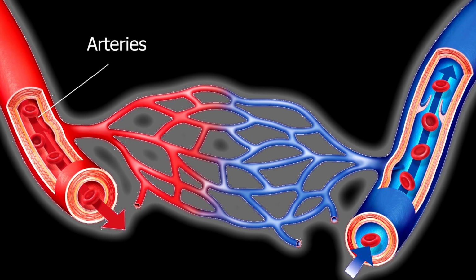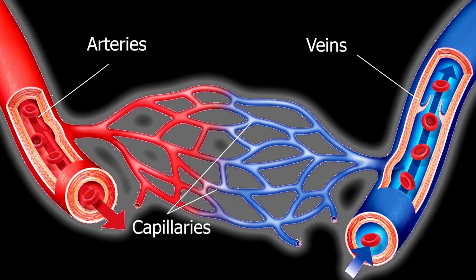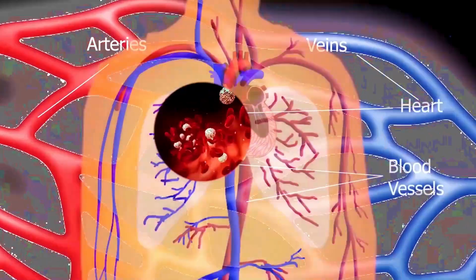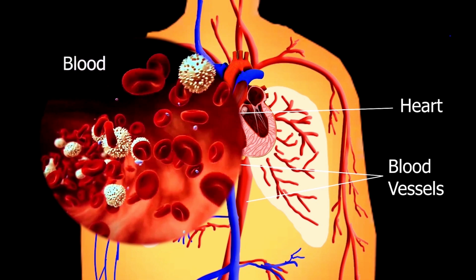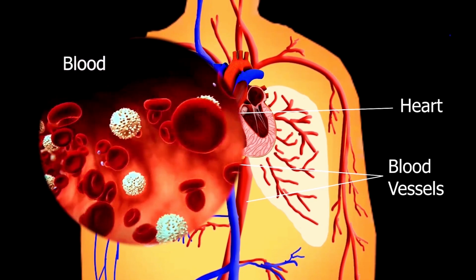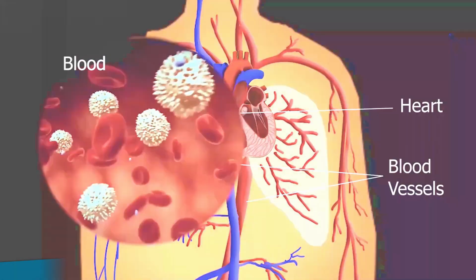Arteries. It carries oxygenated blood away from the heart to the cells, tissues, and other organs of the body. Veins. It carries the oxygenated blood to the heart. Capillaries. The smallest blood vessel in the body, connecting the smallest arteries to the smallest veins. The actual site where gases and nutrients are exchanged. 3. Blood. It carries the materials throughout the body.